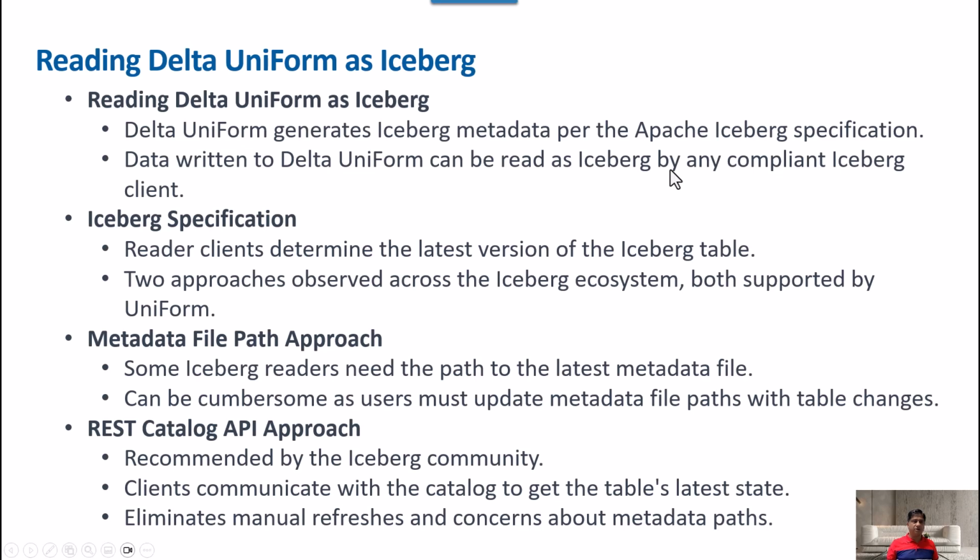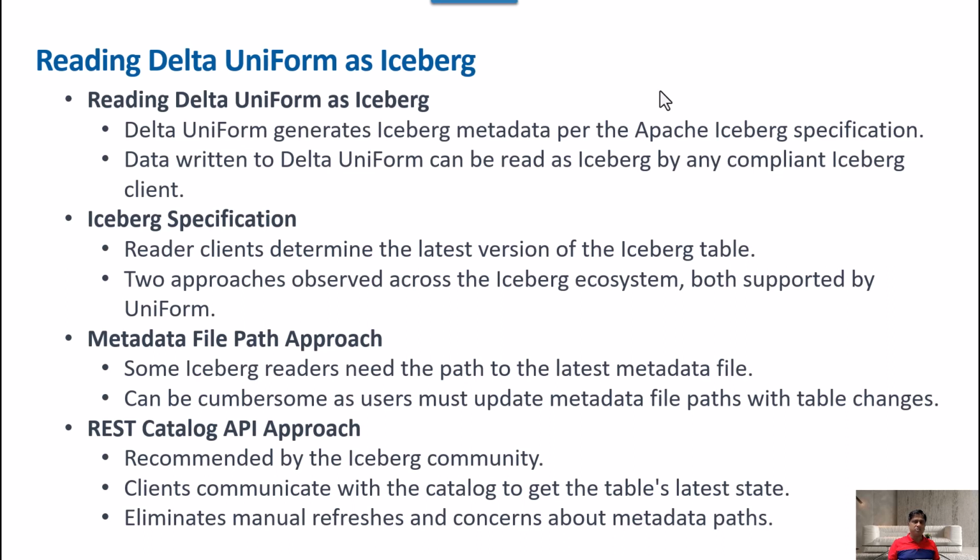Now let's understand reading the Delta Uniform as an Iceberg client. Reading a Delta Uniform as an Iceberg client is based on the Iceberg metadata specification provided by Apache Iceberg, and data written to Delta Uniform can be read by any compliant Iceberg client with ease. So what is the Iceberg specification? Iceberg provides a specification that whenever a reader tries to access the data, it determines the latest version of the Iceberg table, and there are two approaches it uses. Both are supported by Delta Uniform.